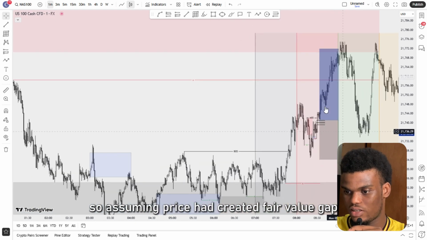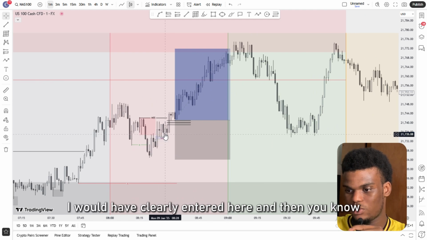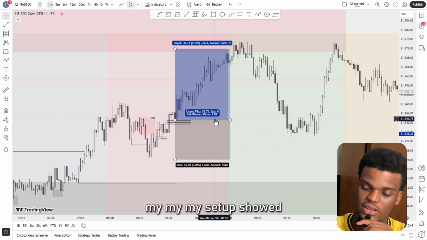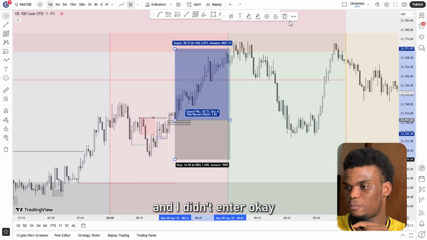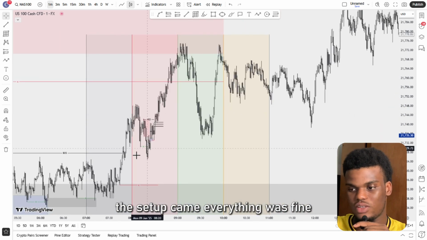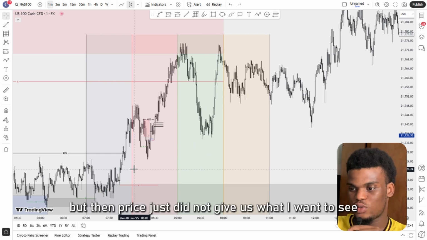So assuming price had created a fair value gap somewhere here after this break, I would have clearly entered here and then looked to the upside. So yeah, my setup showed, but I just didn't see the entry properly and I didn't enter. Okay, so that's how Monday went. The setup came, everything was fine. We got the bias right, we got everything right, but price just did not give us what I wanted to see.